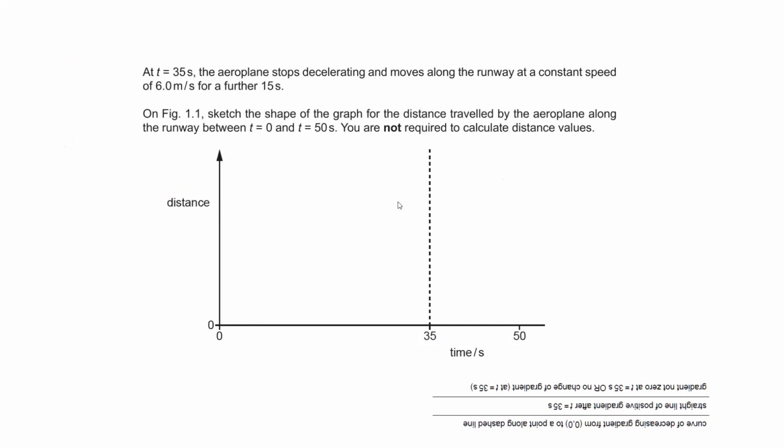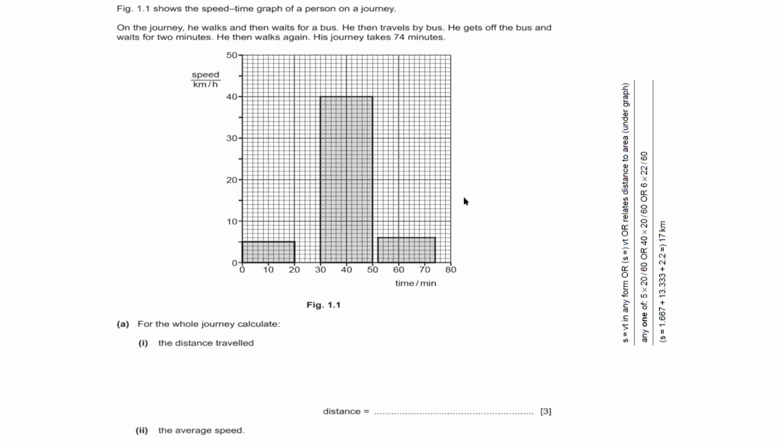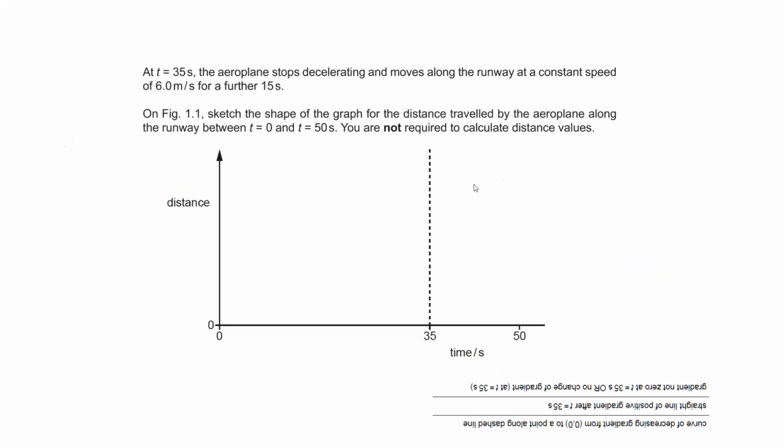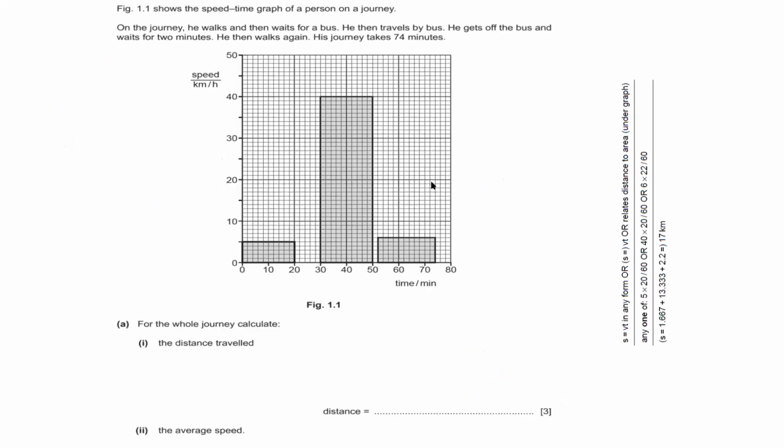Because it's a distance time graph, you should keep in mind what the shape will be for a distance time graph and for a speed time graph. What you were drawing was a speed time graph for deceleration. Okay, another question.